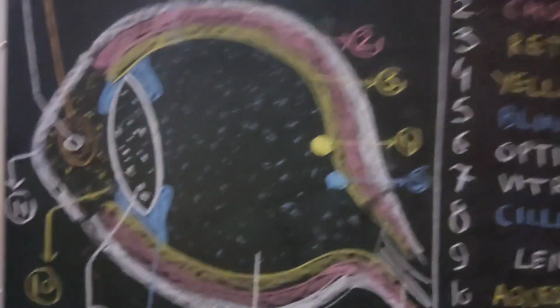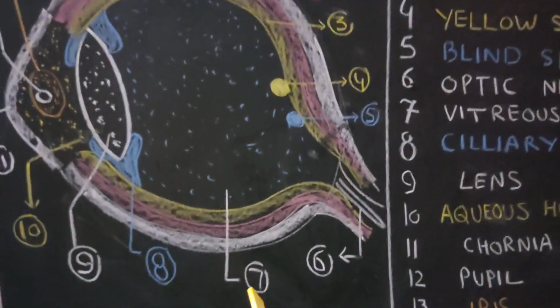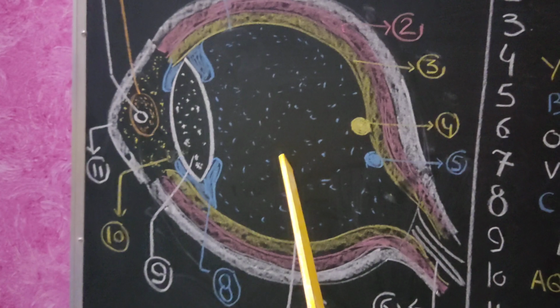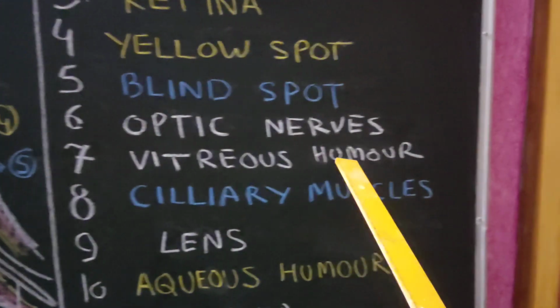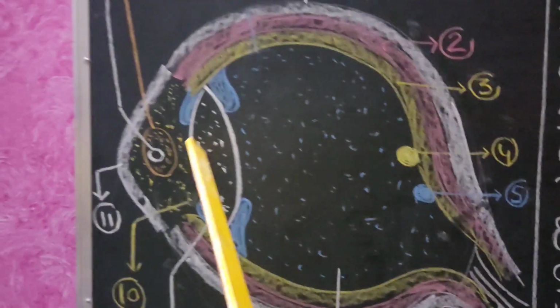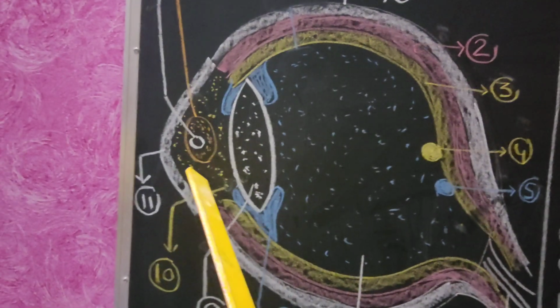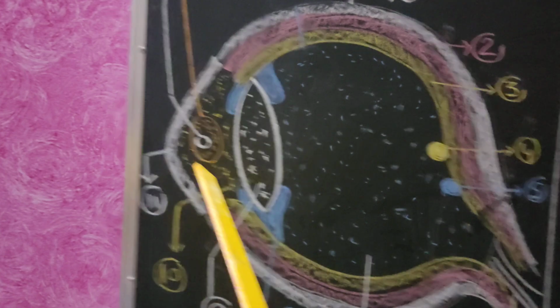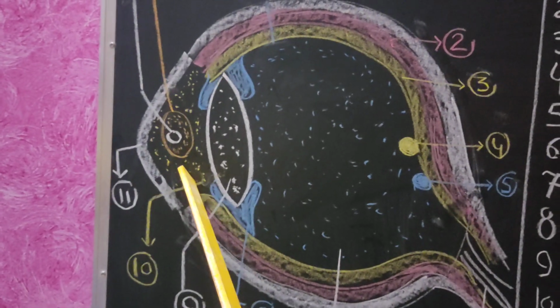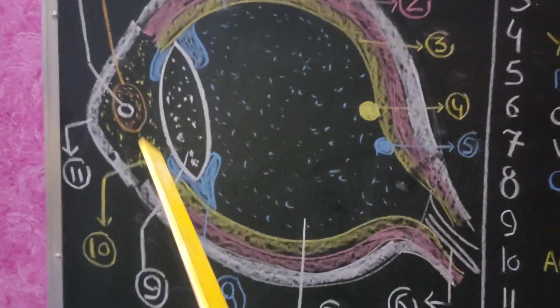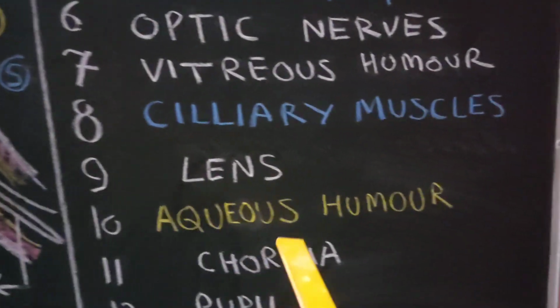And this is what I am going to discuss. Number 7, this liquid on the right side of this lens, that is the vitreous humor. And on the left side of the eye lens, we have shown it in dots. That is a jelly-like liquid. So that is number 10, the aqueous humor.